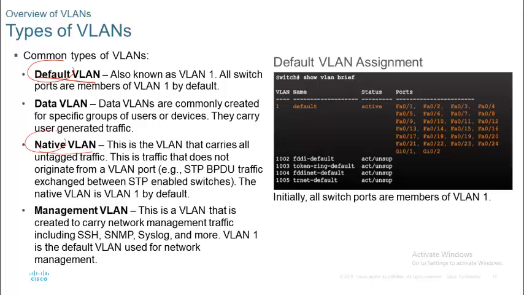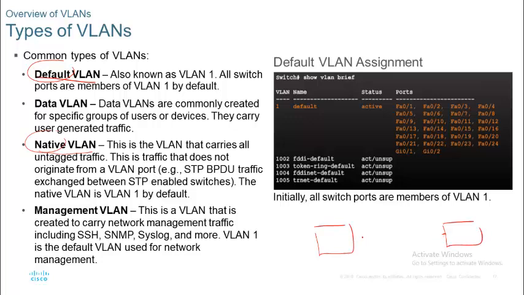Untagged traffic, if you want to accept on the trunk port, you need native VLAN. I repeat, whenever you have a trunk, here trunk is configured, here trunk is configured.